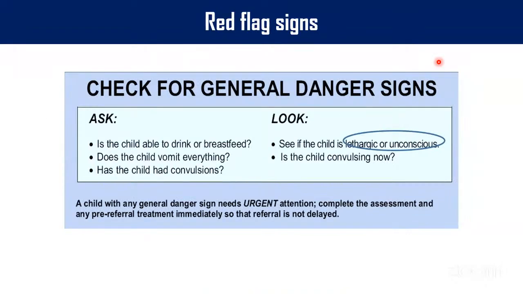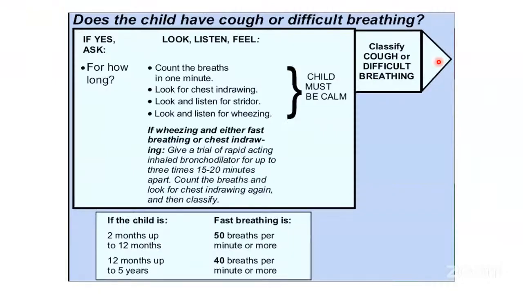So first check for the general danger signs. This child is lethargic, so this child is having a general danger sign. So this child needs urgent attention. And next, this child is having a cough. How long has this child had cough? It's a very acute cough, only 4 days. And we have counted the breath. This child is having 66 per minute and age is 12 months. So any child between 2 to 12 months, if the respiratory rate is more than 50 per minute, is fast breathing. And this child is having cough and difficulty in breathing.